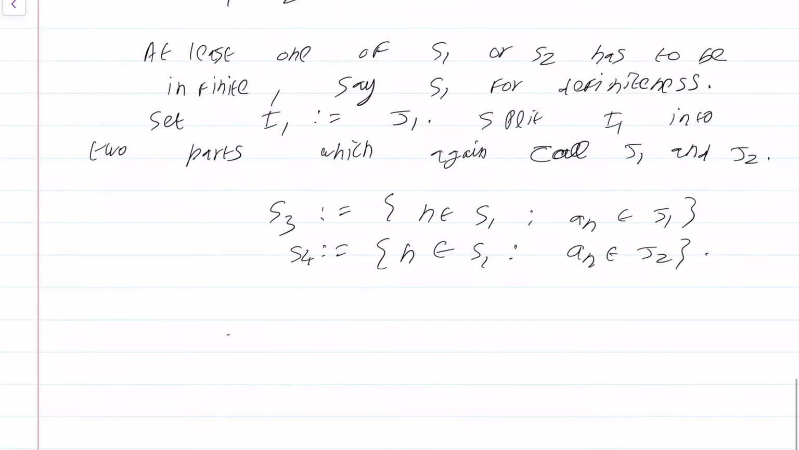Okay. Now S1 was an infinite set and S3 union S4 is clearly S1. Again, one of S3 or S4 must be infinite. It could be the case that both are also.